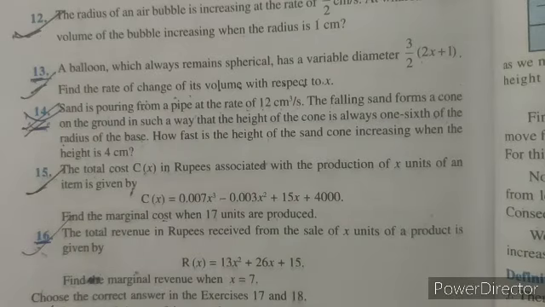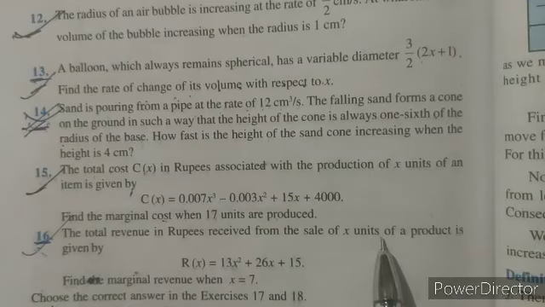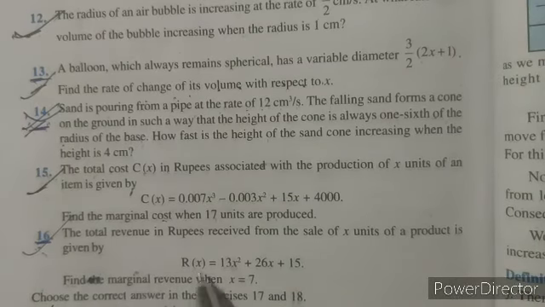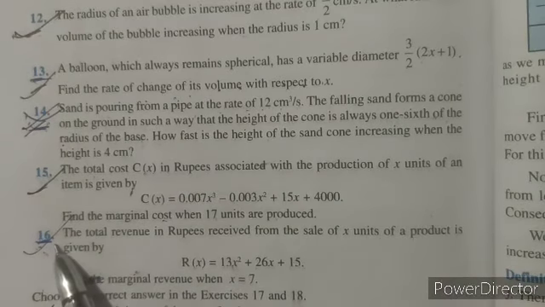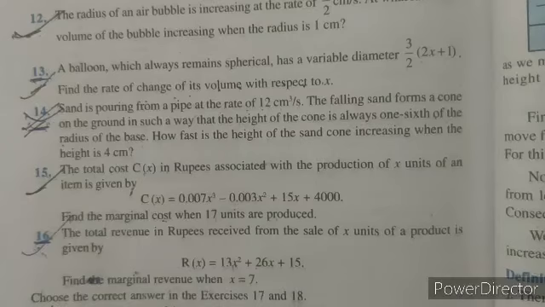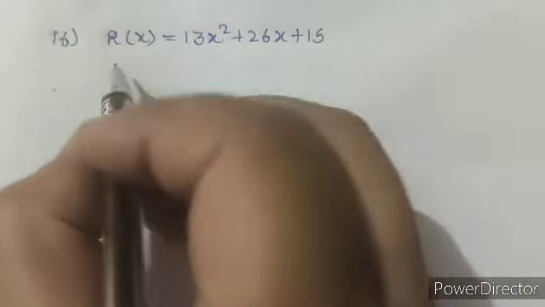Now, similarly, in question number 16, the total revenue in rupees received from the sale of x units of a product is given by R(x) equal to 13x square plus 26x plus 15. Now we have to find the marginal revenue when x equal to 17. Now I am doing question number 16. Here the total revenue in rupees is given to us.